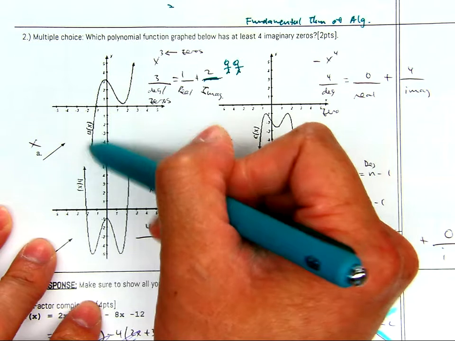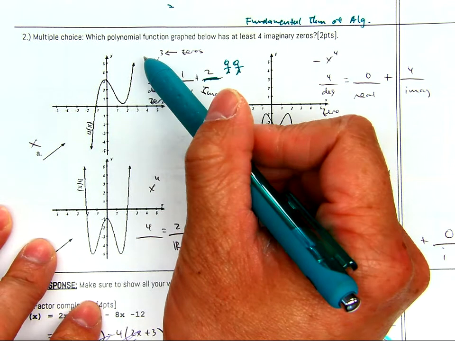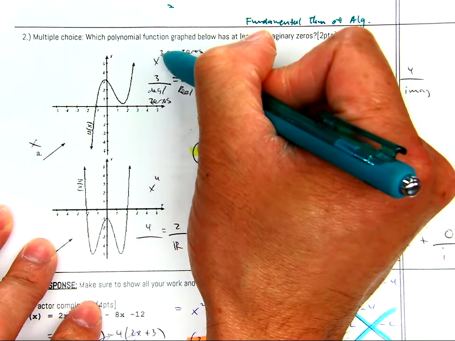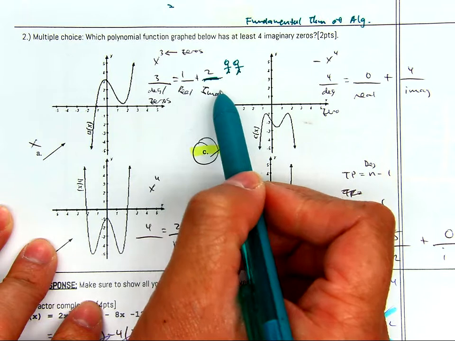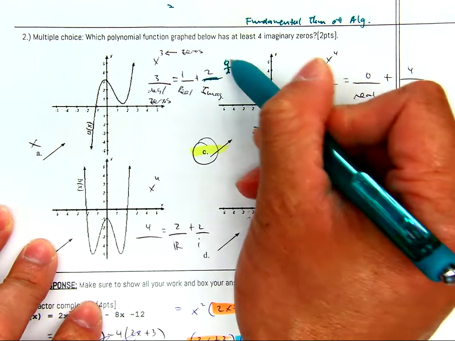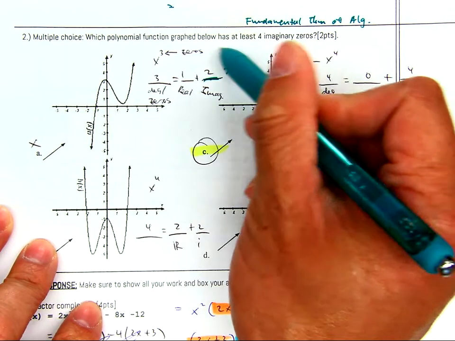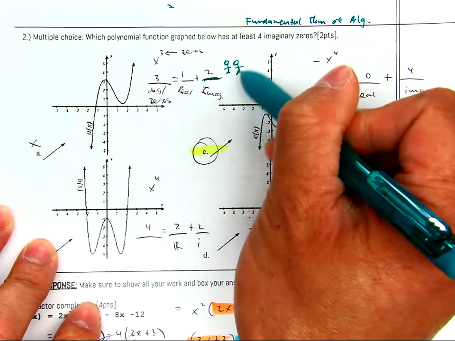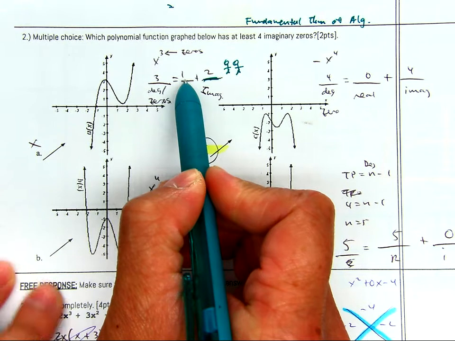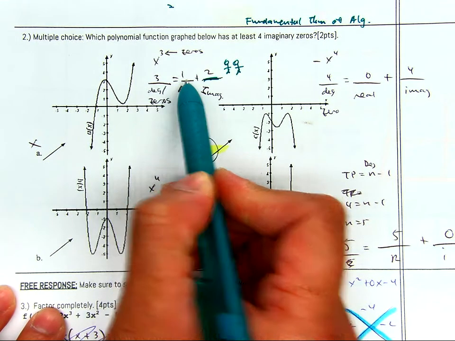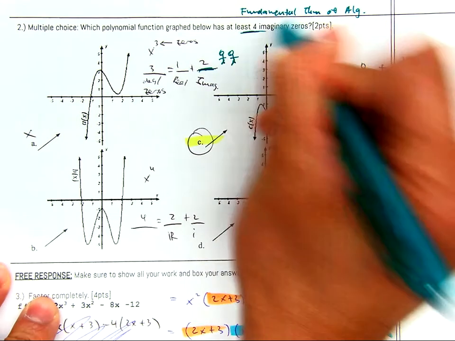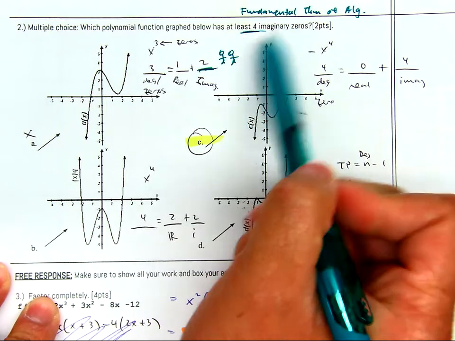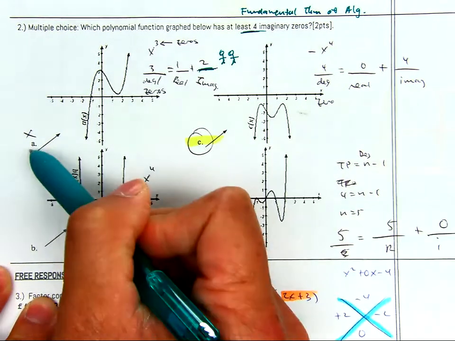So for example, if you looked at this function, you should recognize it's a cubic function, which means it's going to have 3 zeros. Well, what combination of reals and imaginaries? Well, remember, the imaginaries have to come in pairs or evens. Well, if that's a 2, then that has to be a 1. Now, this one says at least 4. Well, we don't have 4 imaginary zeros, so it can't be A.